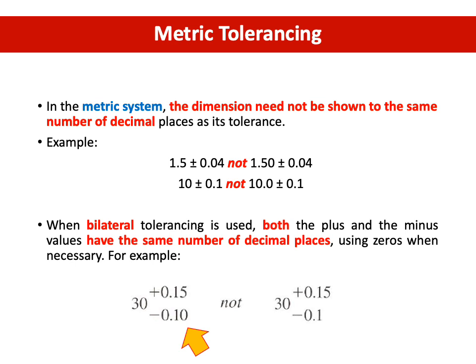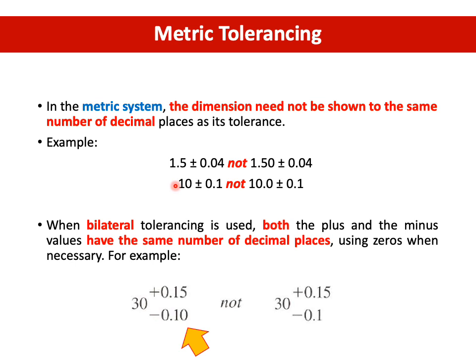So it needs to be different. As shown in this example, the first example is 1.5 plus minus 0.04. Your size dimension has only one decimal place, but your tolerance limit has two decimal places. So these two data, your size and your tolerance, cannot have the same number of decimal places.